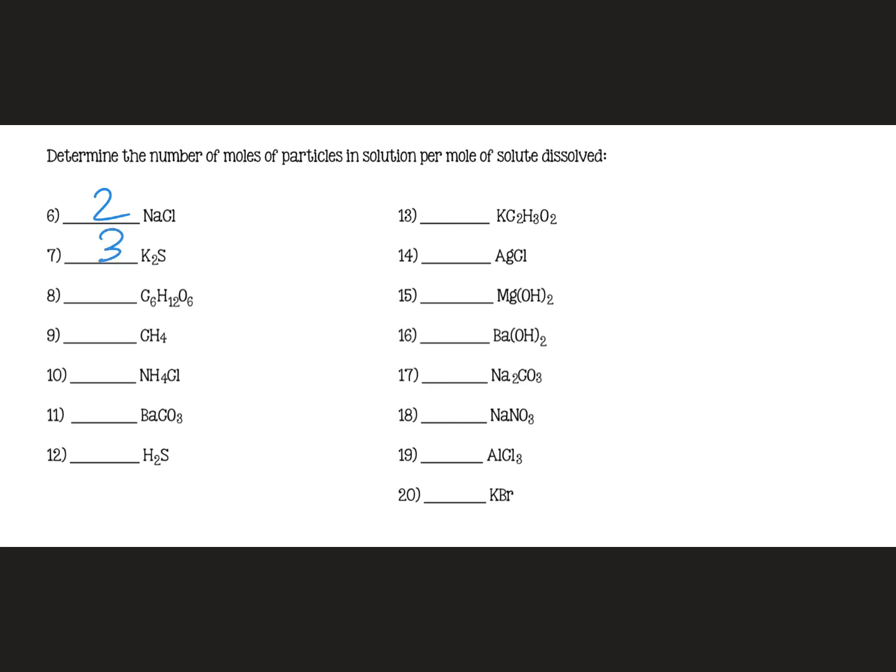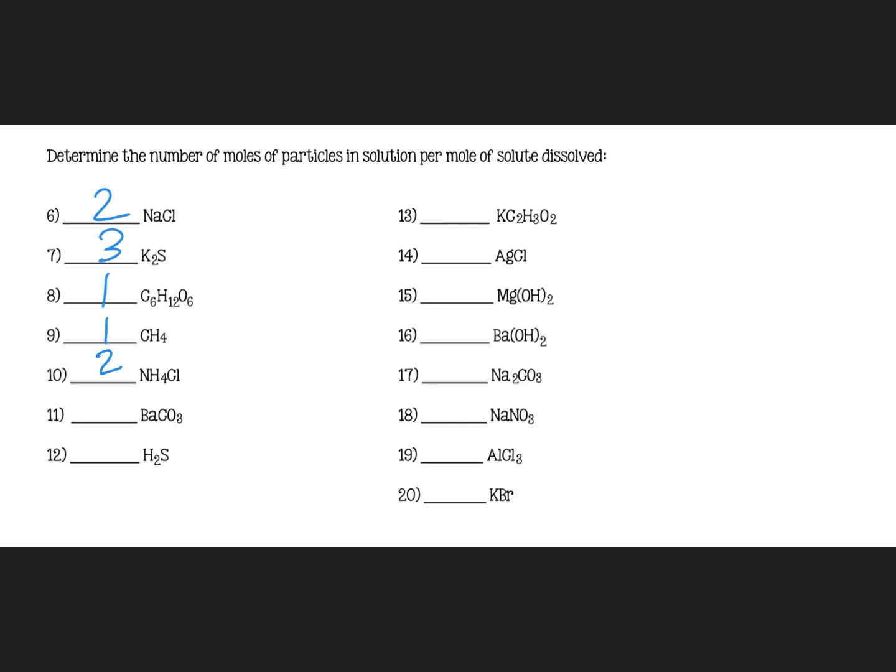Now, C6H12O6 is covalent, so it's going to stay together. It's not going to dissolve and break apart. Now, CH4 is also covalent, so it's going to be a single particle as well. NH4Cl is a polyatomic, so NH4 is going to be one particle and Cl is going to be the other, so you have 2 particles.